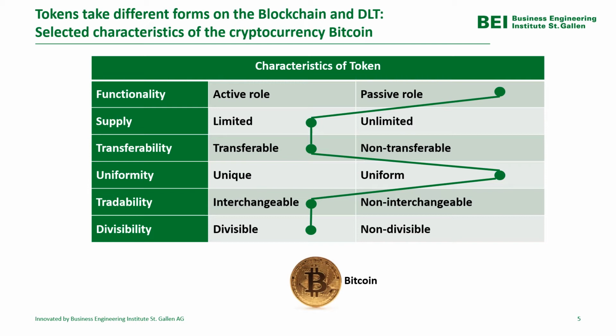So you have the Satoshis, where you can have half a Bitcoin or a third of a Bitcoin. And this is, as you can see, characteristics similar to currency or payment. And this would be one example of a specific form of a token.